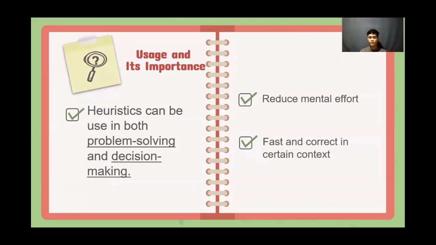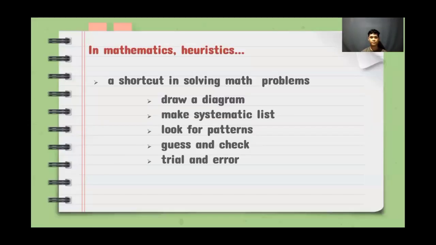So, the usage and importance of heuristics. It is useful when solving problems and in decision making. People use heuristics as a type of cognitive laziness to reduce the mental effort required to make choices and decisions. People also use heuristics because they can be fast and correct in certain contexts. Some theories argue that heuristics are actually more accurate than they become errors.